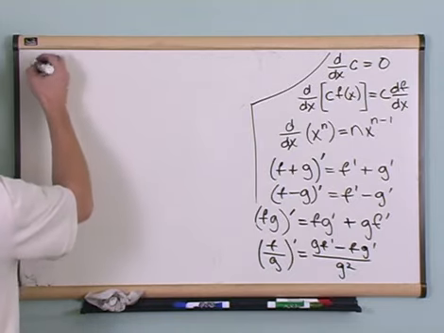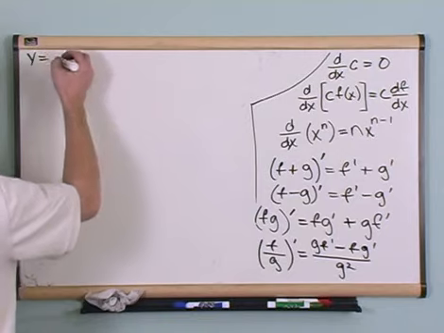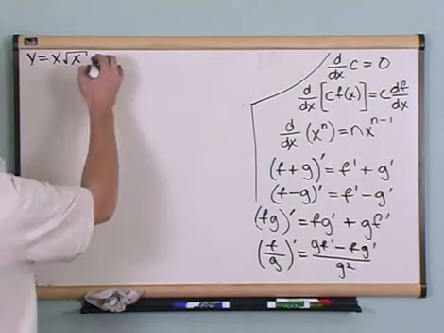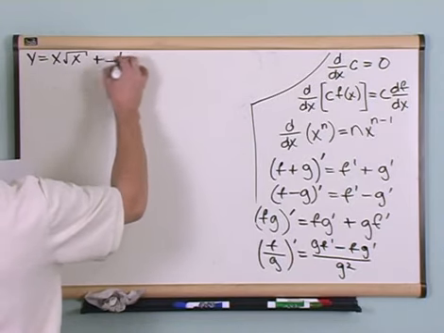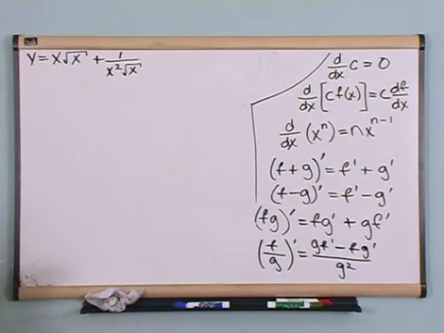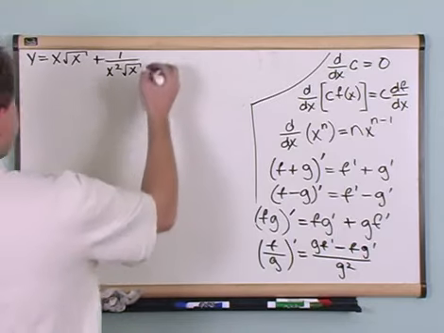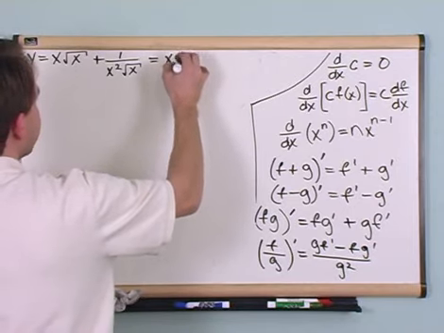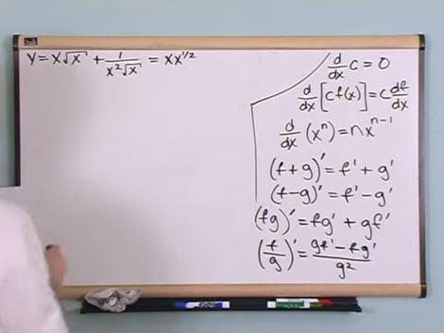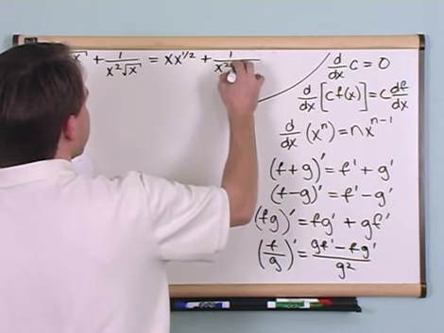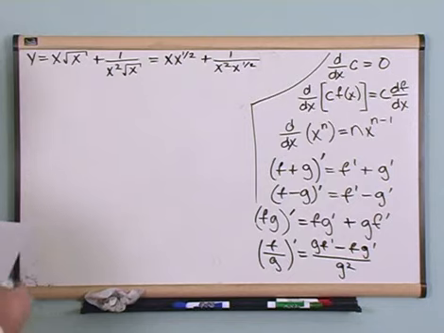What if you have something a little bit more complicated? Y is equal to x times the square root of x plus 1 over x squared times the square root of x. And how the heck do you go about doing that? Well, the first thing is you just try to get rid of all these radicals and put them in terms of exponents. So you have x times x to the 1/2, right? And then over here what you have is plus 1 over x squared times x to the 1/2, right?